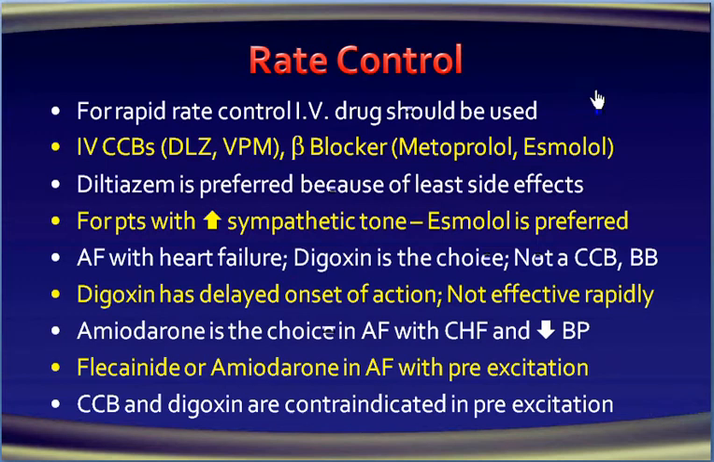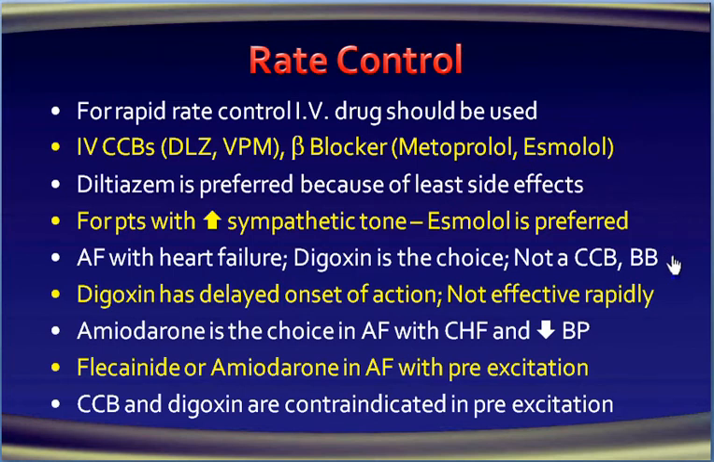For rapid rate control, IV drugs should be used. IV calcium channel blockers like diltiazem, verapamil, or the beta blockers metoprolol or esmolol. Diltiazem is preferred because of its least side effects. For patients with increased sympathetic tone, a beta blocker would be a preferred choice, particularly esmolol or metoprolol.